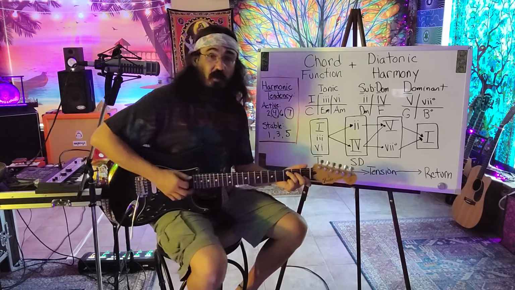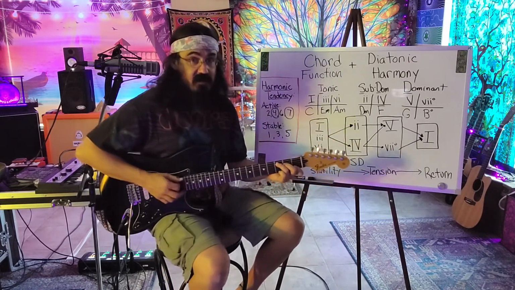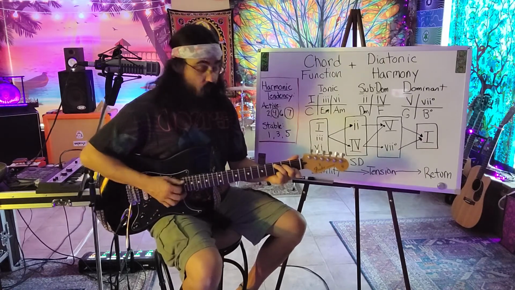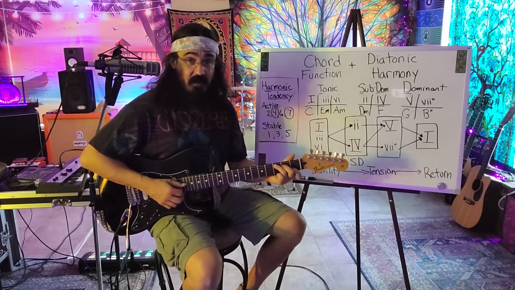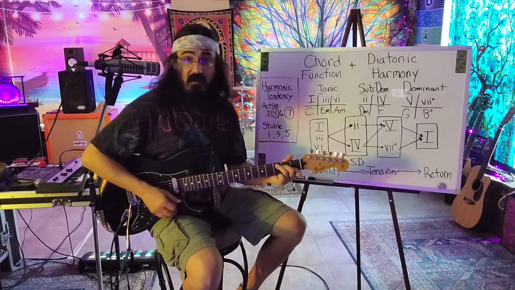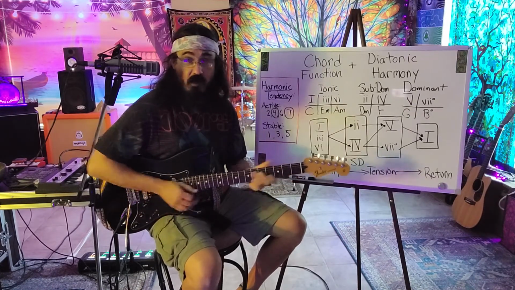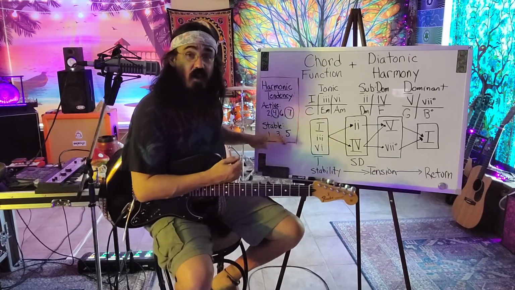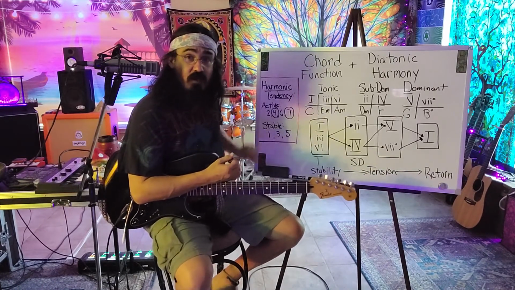So again, just for example, good old trusty C. C is the 1, E is the 3, G is the 5. And I go back to C and back to E. Okay? So that all consists of stable tones.